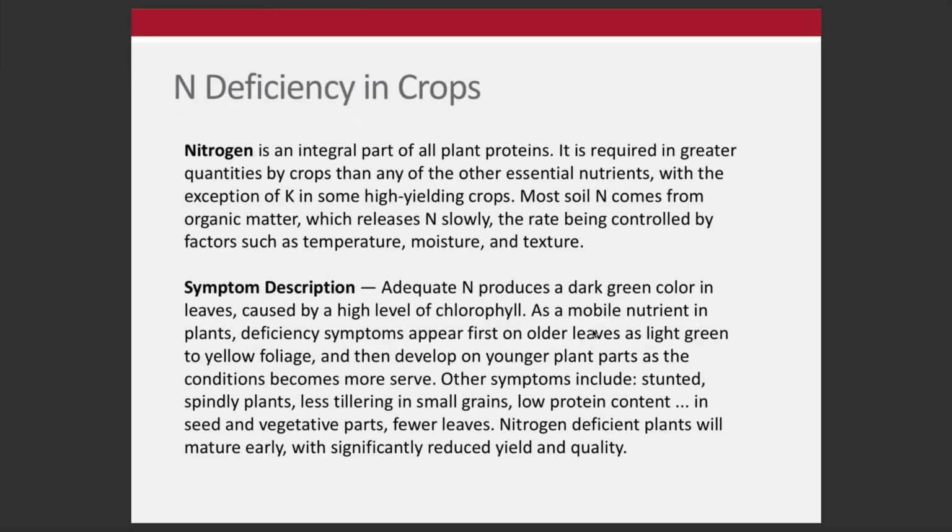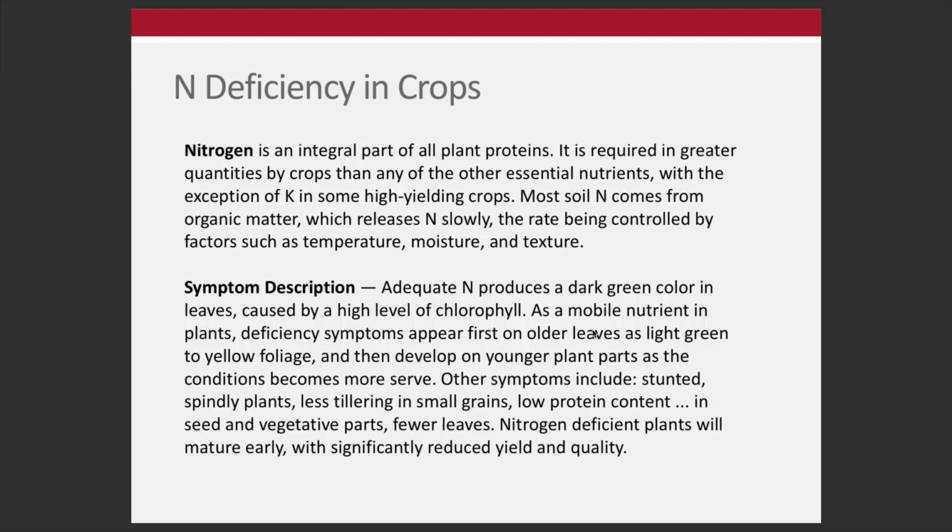And thinking about nitrogen deficiency in crops. Okay, so this is a lot of text, but it's just nice to have as reference. We understand the important role that nitrogen plays in plants. Adequate N produces a dark green color in leaves from high levels of chlorophyll. As a mobile nutrient in plants, deficiency symptoms first appear in these older leaves, like we're talking about, right? So it's a lightening of leaves to light green, turns yellow, then develops on younger plant parts, right?